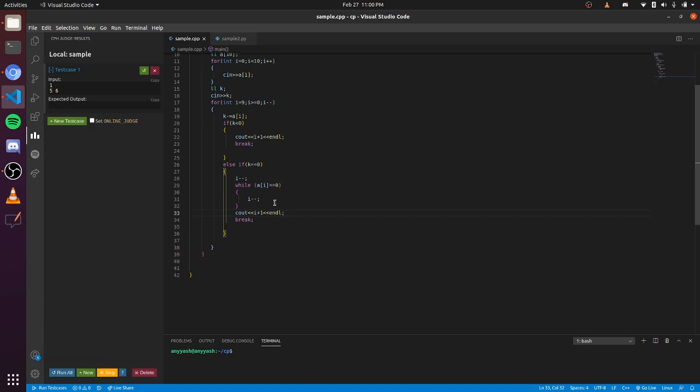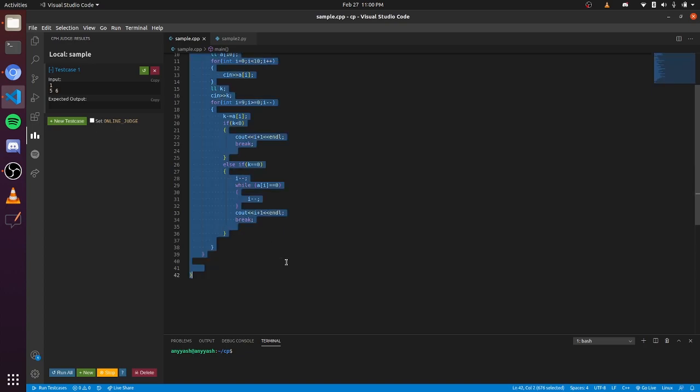So now we'll also need an extra condition: if the value of k is 0 and the next difficulty level does not contain any problems, we need to move ahead and find a difficulty level where there are some problems. So essentially this while loop does that, and when we reach a difficulty level where there are some problems, we'll print I plus 1, and that will be all for the question.